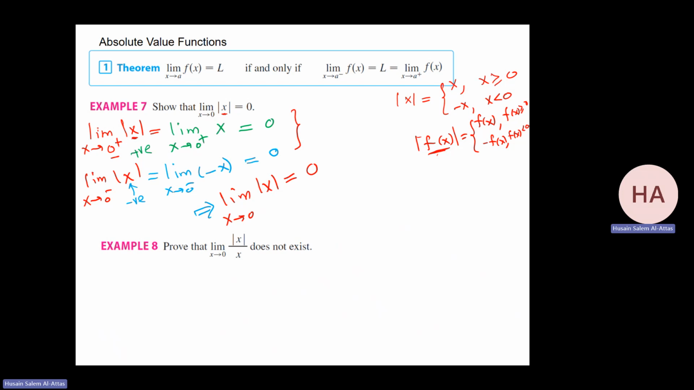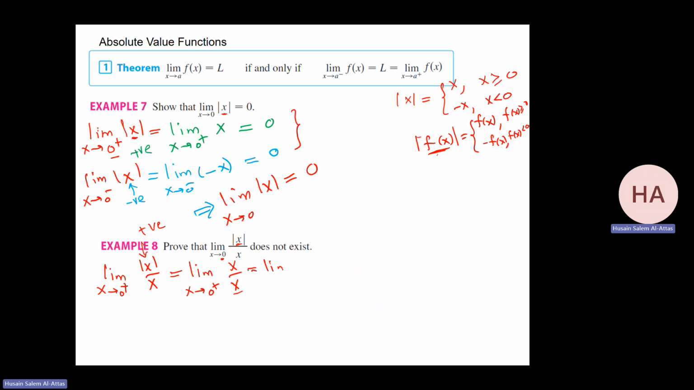Okay. Let us do the same for this problem. Let us see what will happen. Now we substitute the 0 and I'm getting 0, so I need to check from left and right. Let us do this from the right. The first thing we need to do, before any other step, is to get rid of the absolute value. So if you put 0 plus, this one will be positive, like what we did here. So it will be the limit as x goes to 0 from the right of x over x. I still did not do the limit. Now I can simplify it.